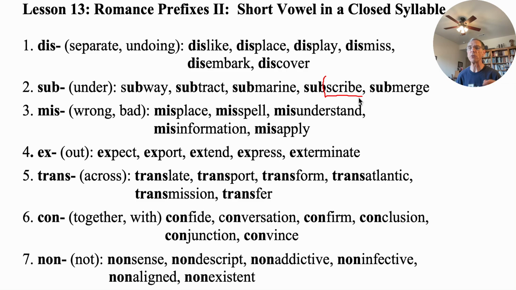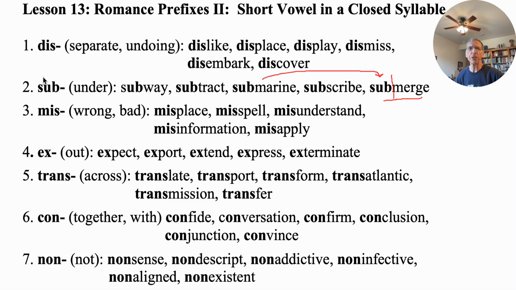Then we have submarine, marine being the water, so submarine is a boat that travels underwater. Subscribe, scribe means to write. And so when you subscribe, you put your name down that you want to subscribe, for example, to a magazine that'll come every month. Submerge means like when the submarine goes under the water, it's going to submerge.